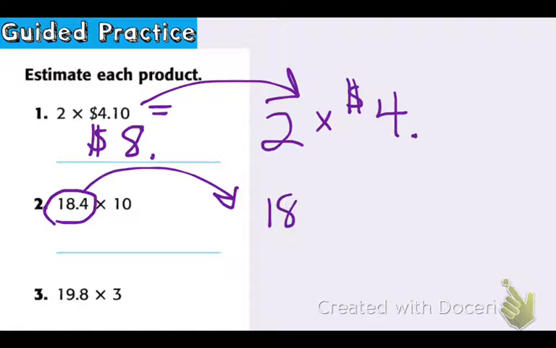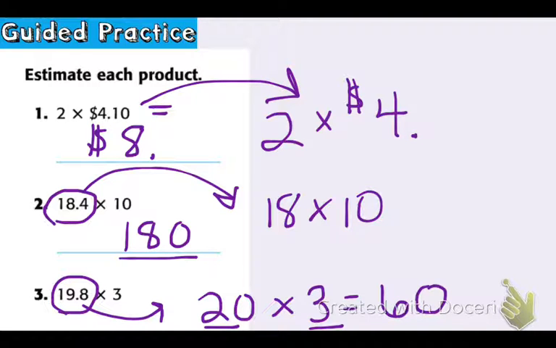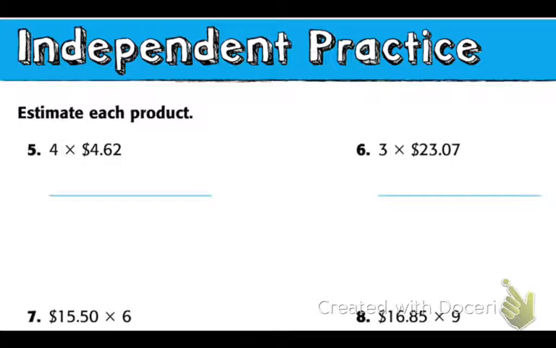Well, that's close to 18, and I can multiply 18 times 10 in my head to do some mental math. That's 180, so it's close to 180. Okay, 19 and 8/10, well, I'm going to estimate that to 20. It's pretty close to 20. And I can do my trick with zeros. 3 times 2 is 6. And then make it 10 times bigger by adding that 0. So 19 and 8/10 times 3 has an answer that's pretty close to 60. So it's about 60.